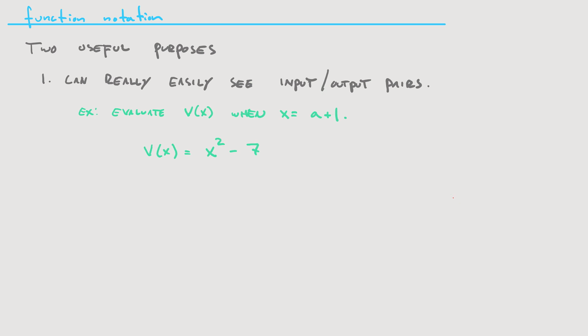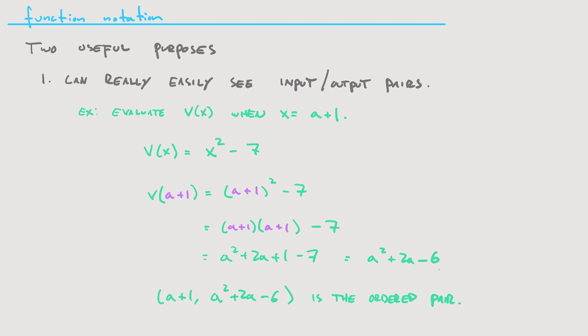Here's another one. Evaluate v of x when x is equal to a plus 1. So I'd replace x with a plus 1, and I would do this evaluation. Remember, a plus 1 squared is not a squared plus 1 squared. It's a plus 1 times a plus 1, which means you're going to have to do some box method or FOIL method, whatever it is that you prefer. But you're going to end up getting a squared plus 2a plus 1 minus 7, which will be a squared plus 2a minus 6. So our input is here. Our output is here. So here would be a theoretical point on the graph. We would just need to know what a is.